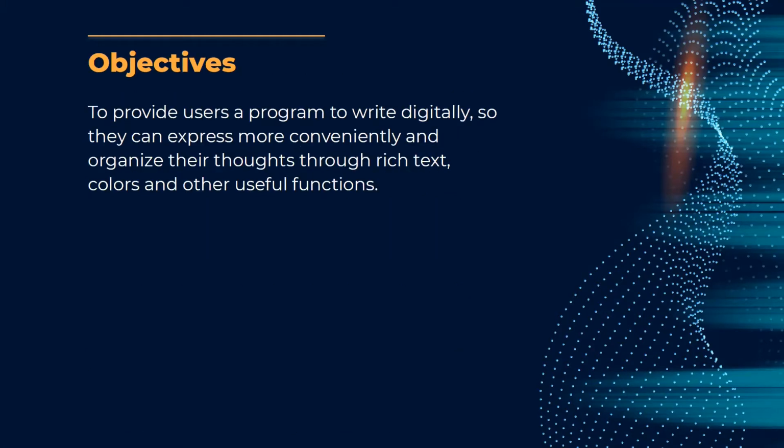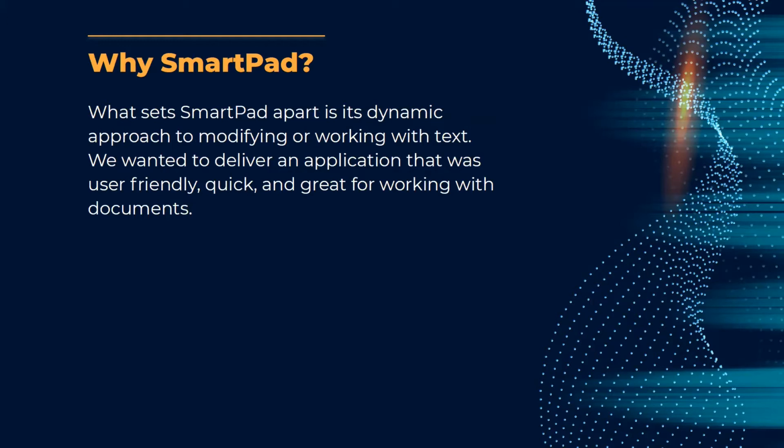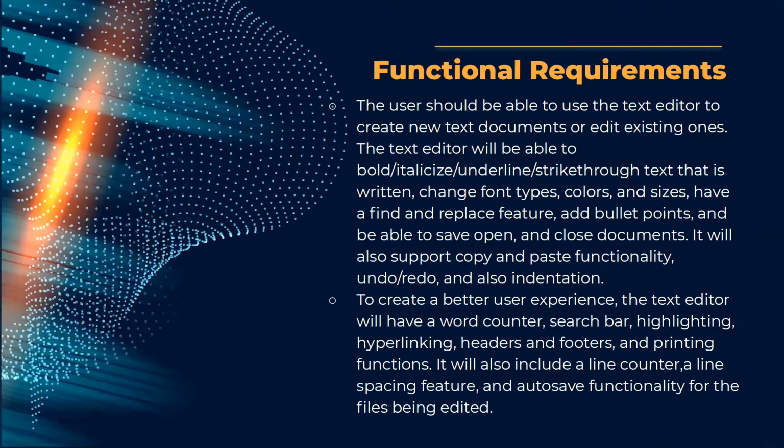So our objective is to provide users a program to be able to write digitally, so they can express and organize their thoughts and their code with others with colors and other useful functions. What sets SmartPad apart from others is the new modern way of working and modifying text. This application can deliver a user-friendly, quick, and great way to work with others and work on documents.